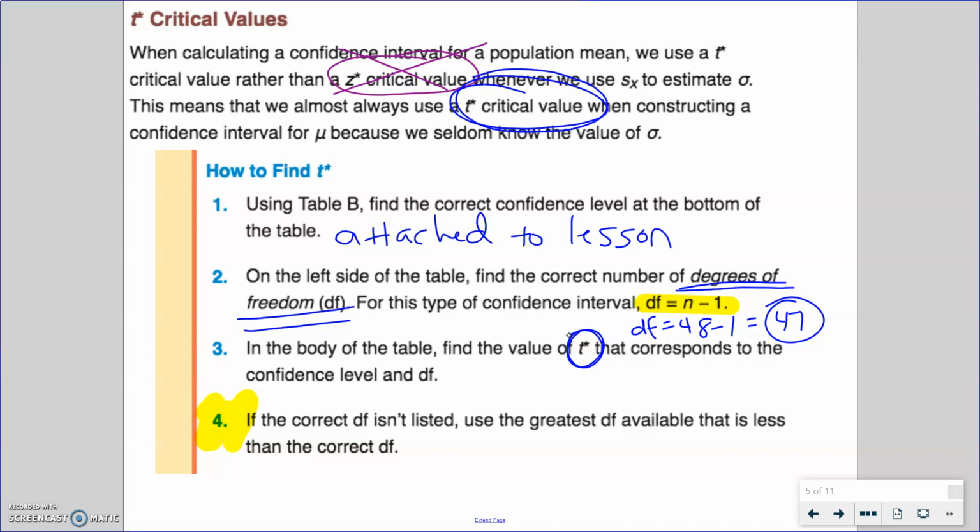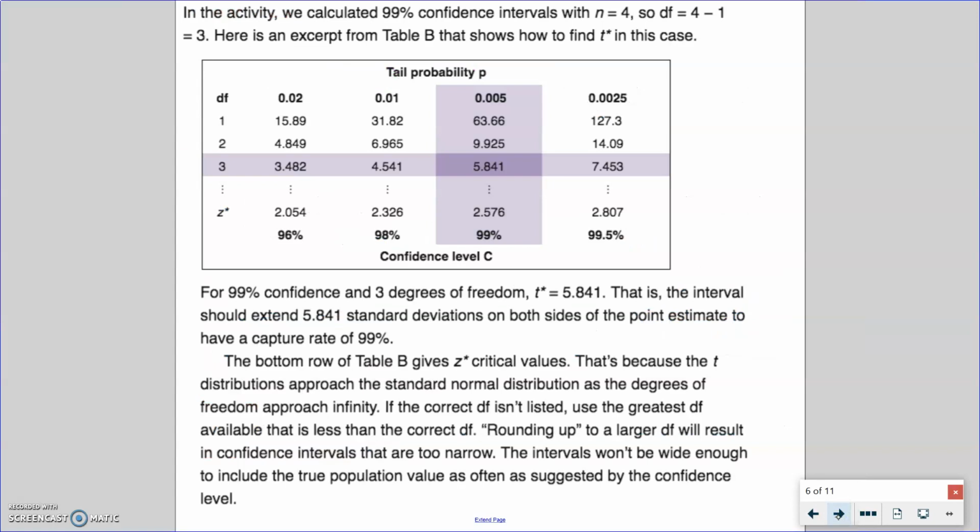The only difference is if the correct degrees of freedom isn't listed, use the greatest number available that's still less than that, okay? So for example, let's say I'm doing a 95% confidence interval and I'm using that degrees of freedom of 47. If you look at your table, it'll look something like this, okay?